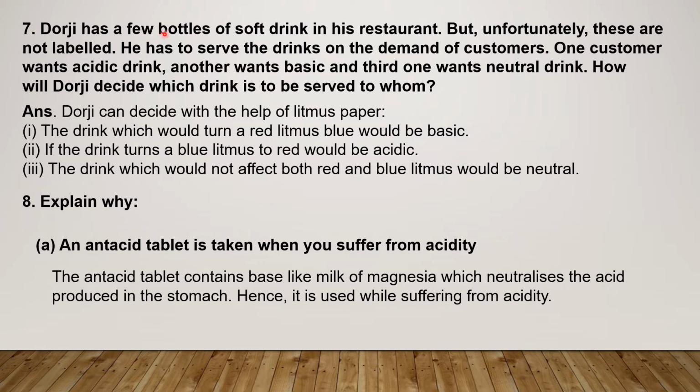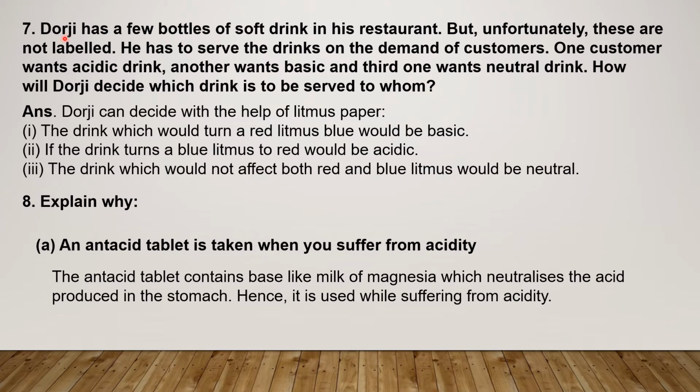Dorji has a few bottles of soft drink in his restaurant, but unfortunately, these are not labeled. He has to serve the drinks on the demand of customers. One customer wants an acidic drink, another wants a basic one, and the third wants a neutral drink. How will Dorji decide which drink is to be served to whom?